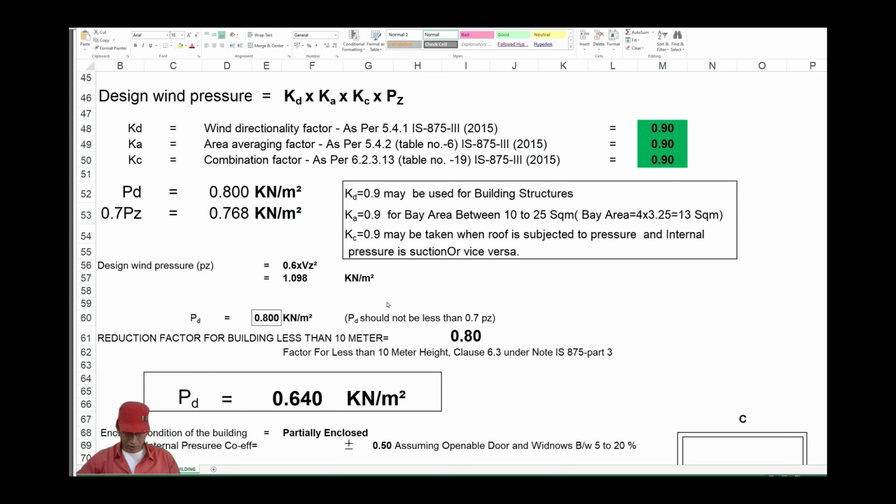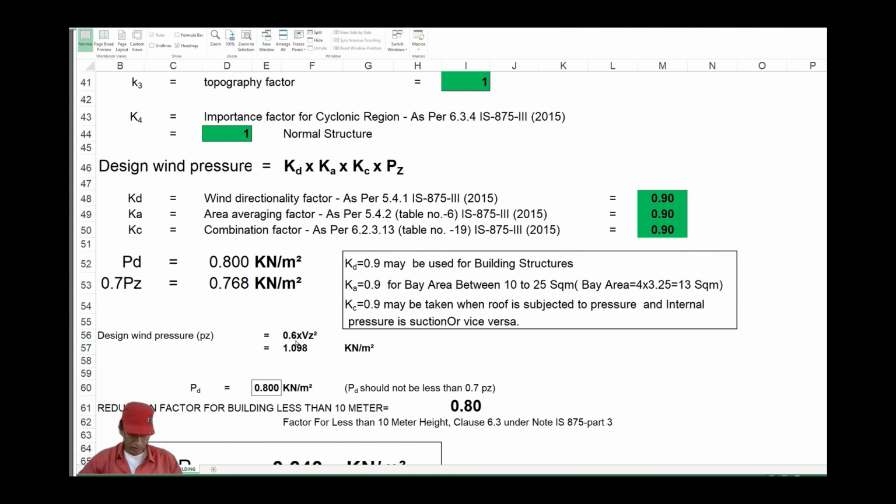While working out Pd, we must remember Pd should not be less than 0.7 Pz. So we have already worked out Pz as 0.6 into Vz square, 1.098 kilonewton per meter square. Accordingly, that Pd shall be arrived at.